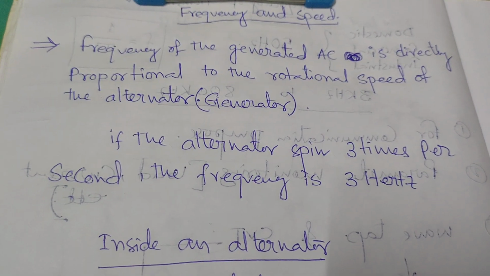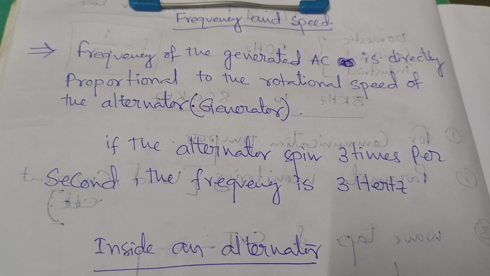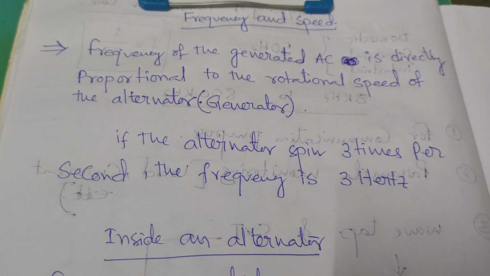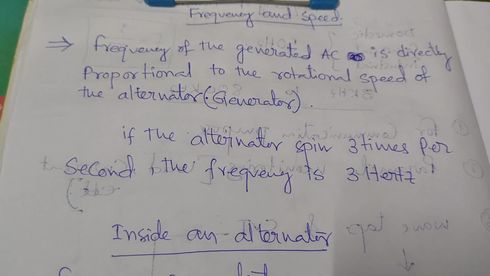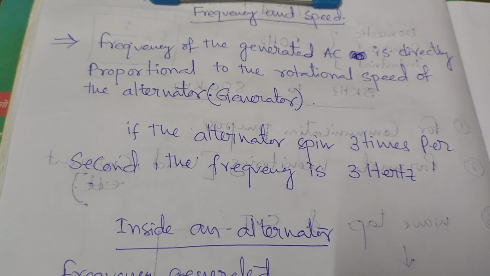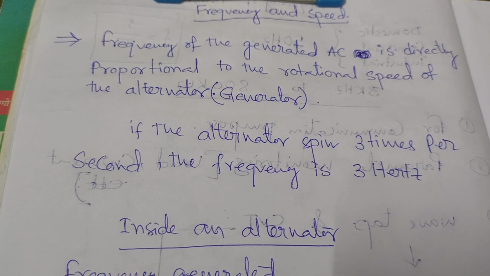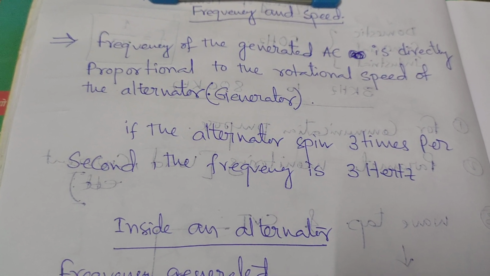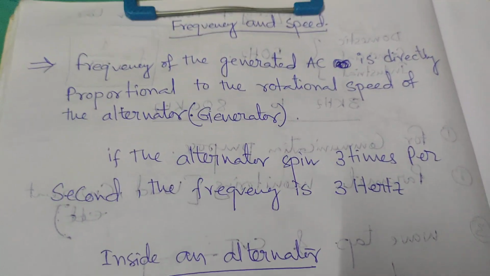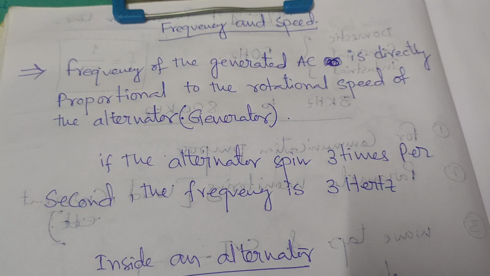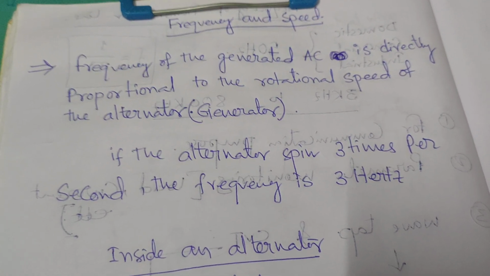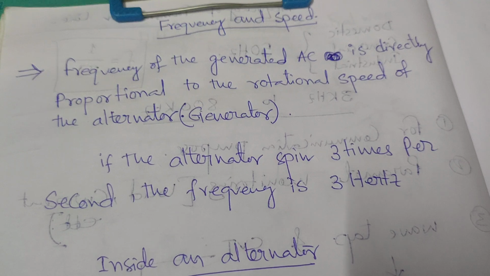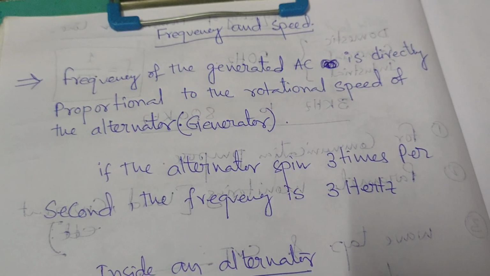If we want to increase our frequency, then we have to increase or control our speed. So the speed and frequency are related to each other. The frequency of the generated AC is directly proportional to the rotational speed of the alternator or generator.